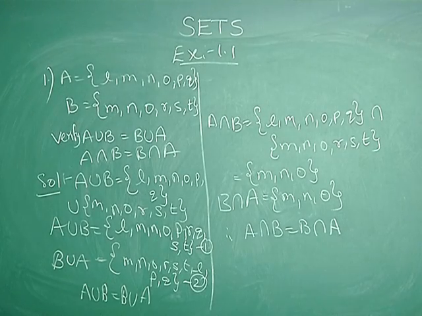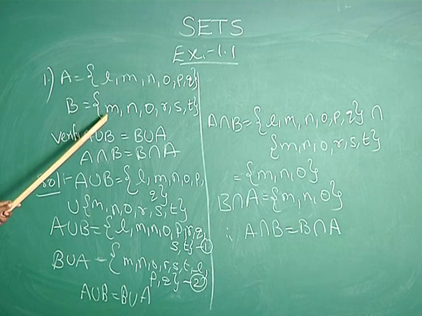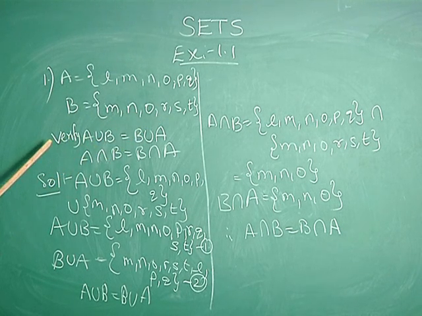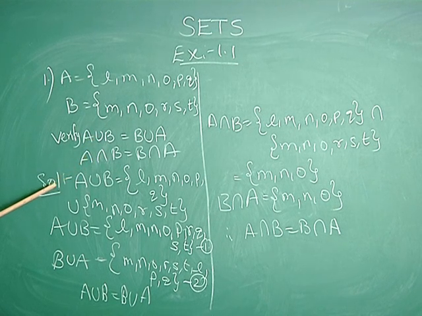So far we discussed the properties of sets. Let us start the exercise. This is the first problem. A is equal to the set of L, M, N, O, P, Q. B is equal to the set of M, N, O, R, S, T. We need to verify the commutative property of union and intersection. So let us start with union.